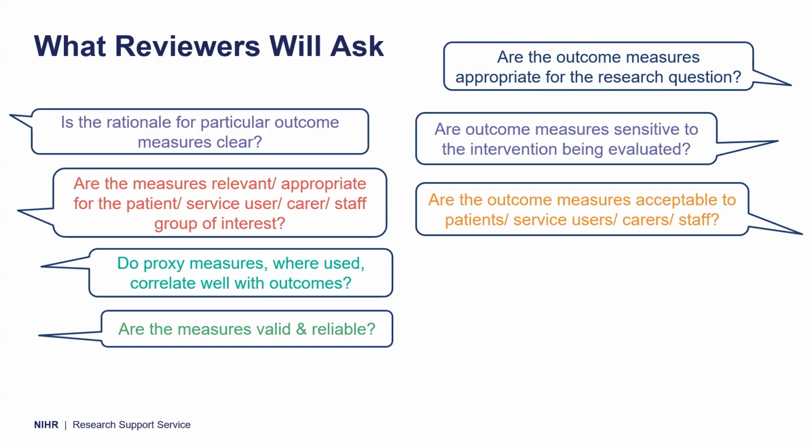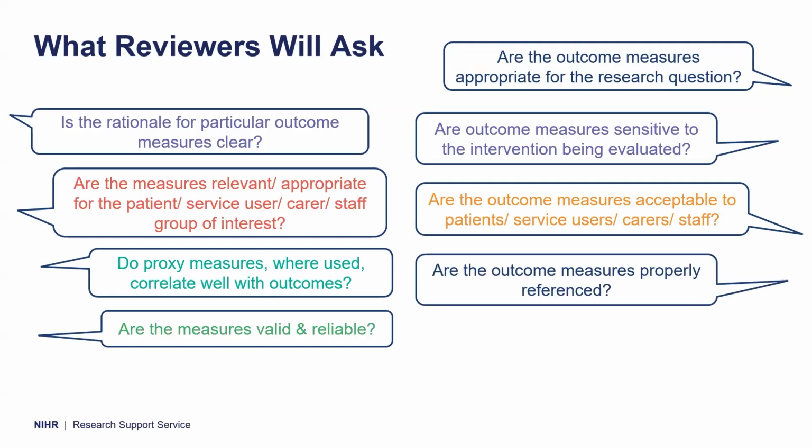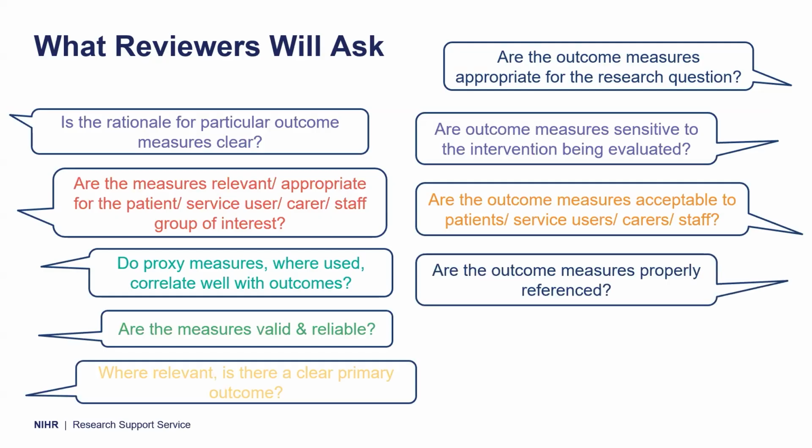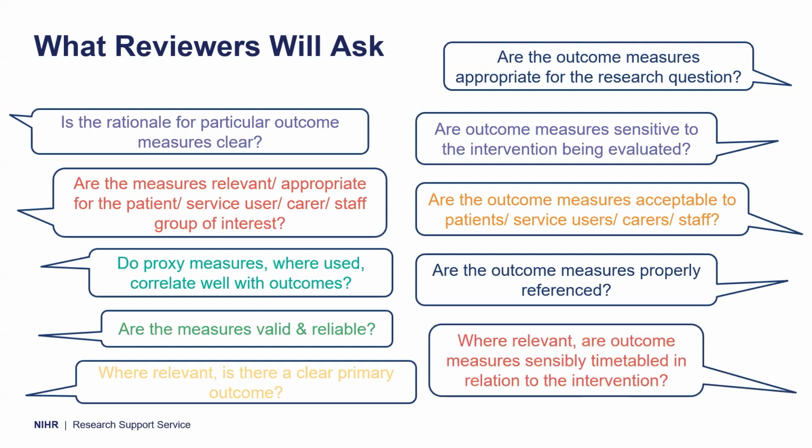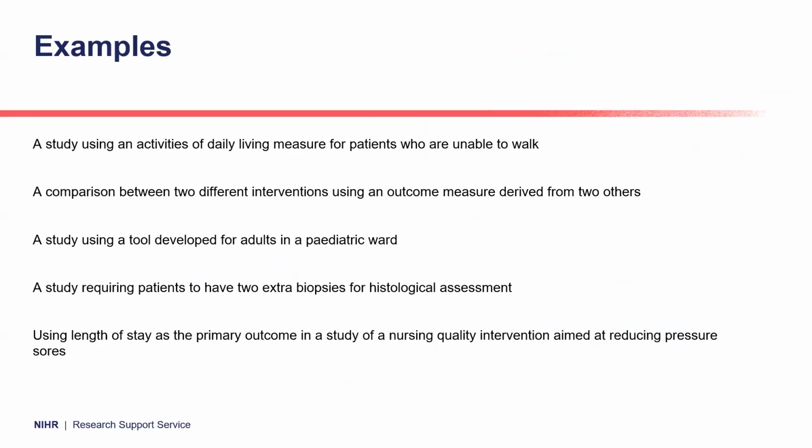Do proxy measures where used correlate well with outcomes? Are the outcome measures properly referenced? Where relevant, is there a clear primary outcome? Where relevant, are outcome measures sensibly timetabled in relation to the intervention? And I've got a number of examples here.